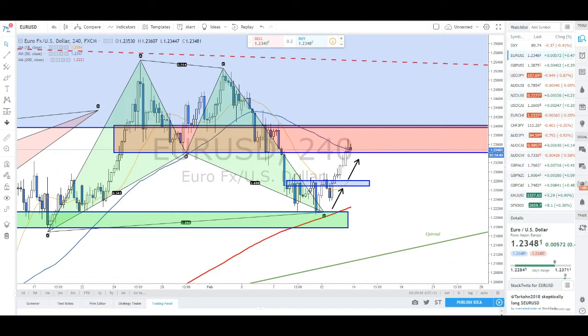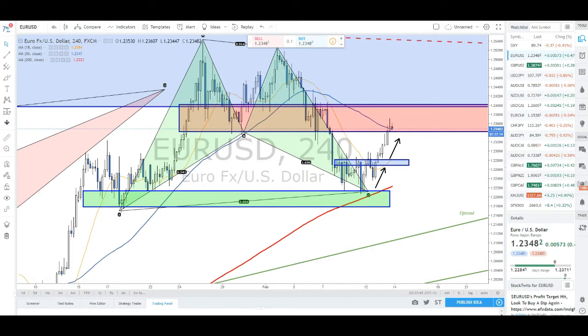Zooming into the 240-minute chart shows us how EURUSD bounced from the potential support zone, easily climbed above target 1, which was this blue rectangle that you see right here, and reached the secondary target zone, which is inside this resistance zone that you see between 1.235 and 1.24. The question now is, what's going to be the next move in EURUSD?